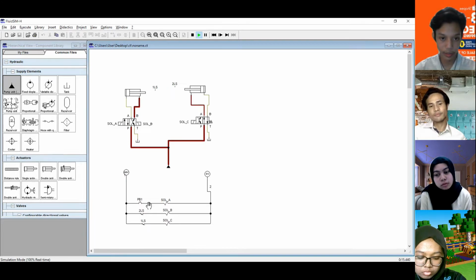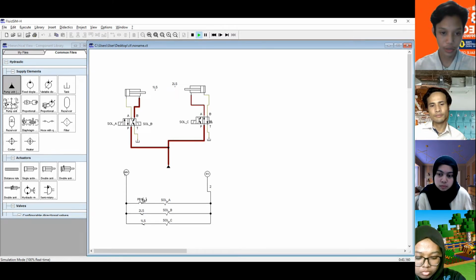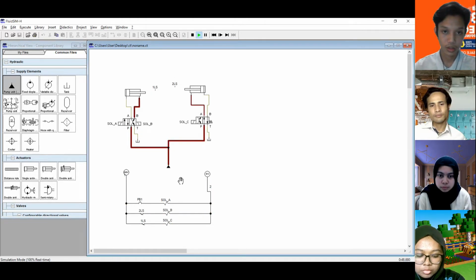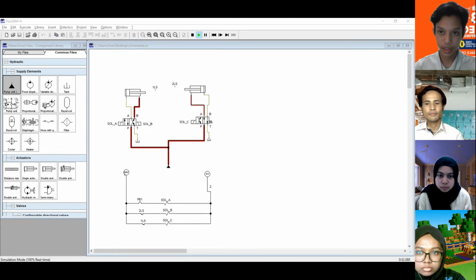You can see that when I push button 1, the first cylinder activates and extends, and then the second cylinder also extends after the first cylinder. After the second cylinder extends, both cylinders retract. I will show it again: first cylinder, second cylinder, and then they retract. So this is the correct way that follows the flow mentioned in the question.